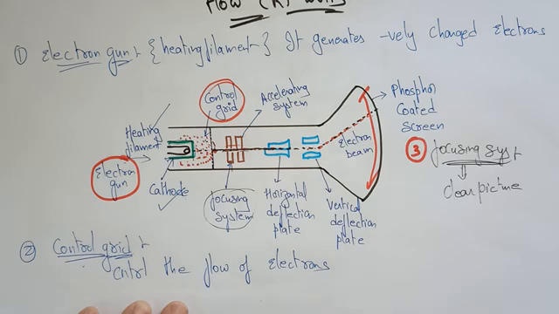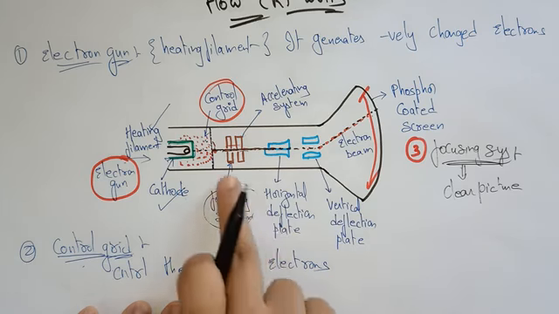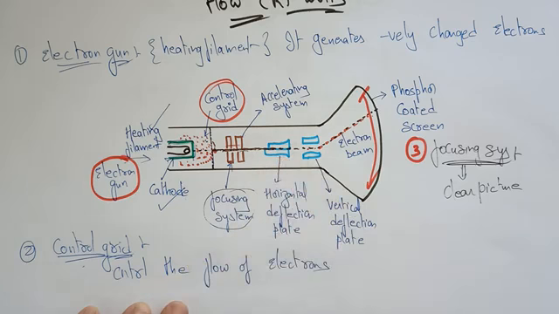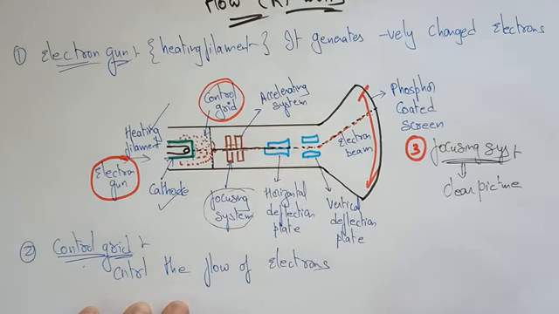How is this clear picture getting? By focusing the electrons into a narrow beam. It is accomplished by either electric or magnetic fields. It may be either electric fields, or you can use magnetic fields also.